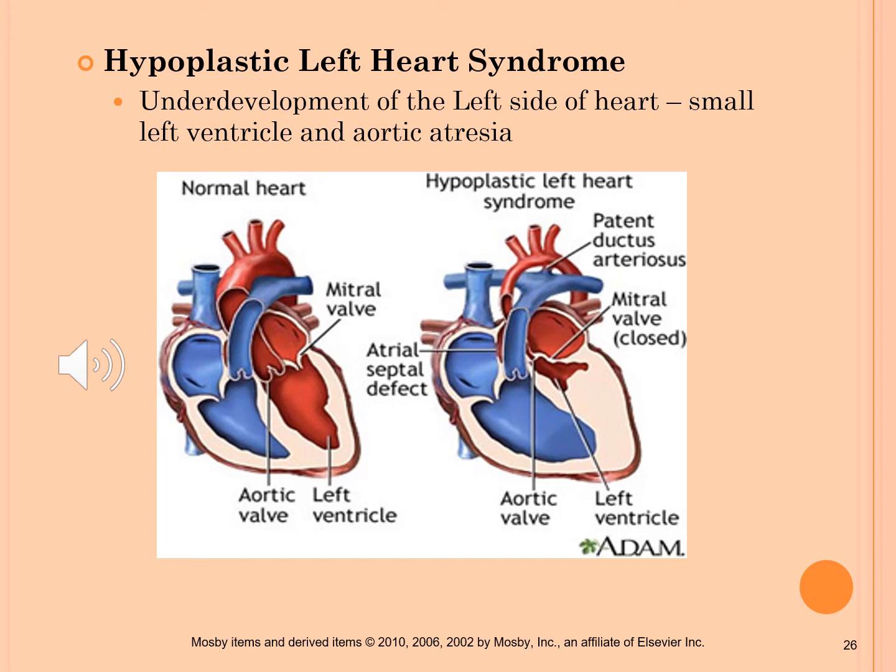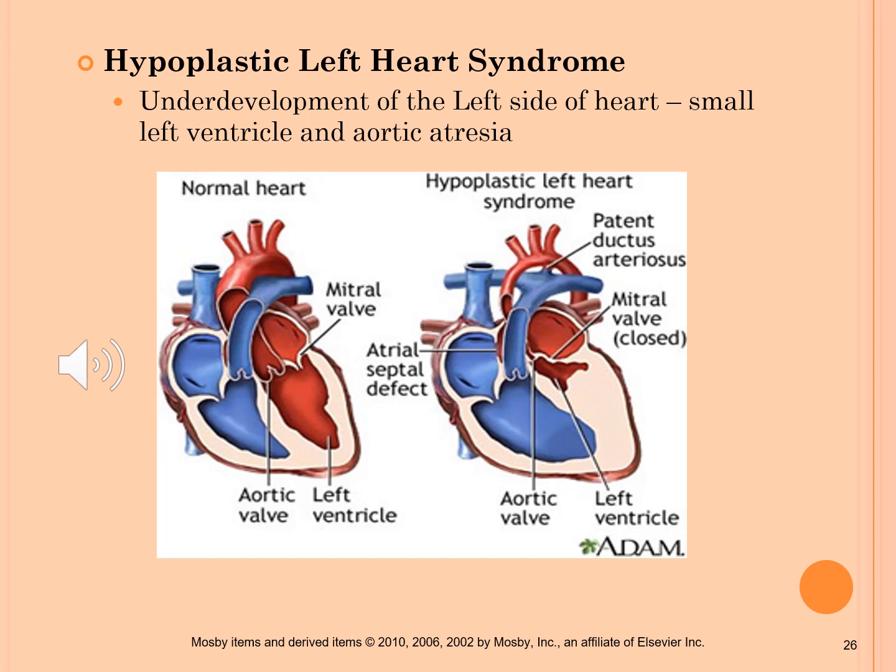They need prostaglandin to keep that PDA open to get circulation and mixture of oxygenated and deoxygenated blood. And so again, we give prostaglandin until we can get to a surgical procedure, and then they're going to do various surgical procedures at different ages.